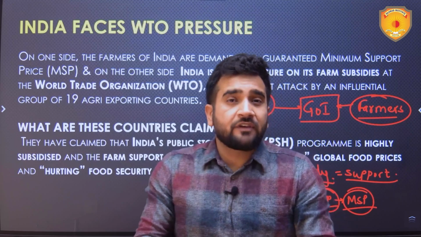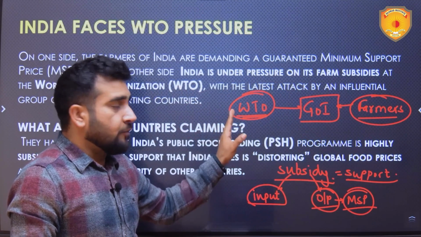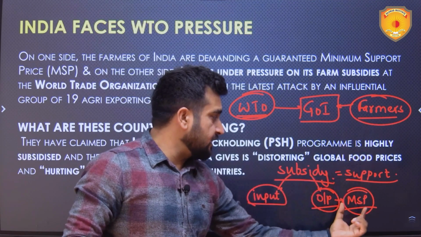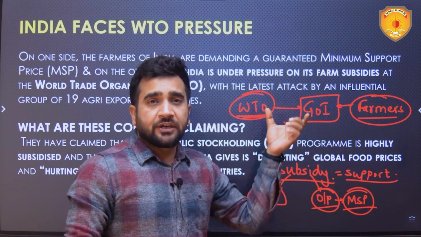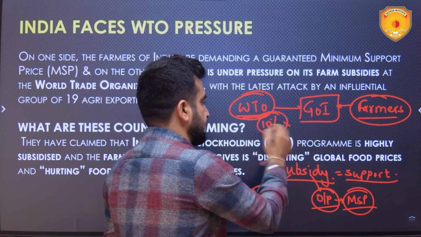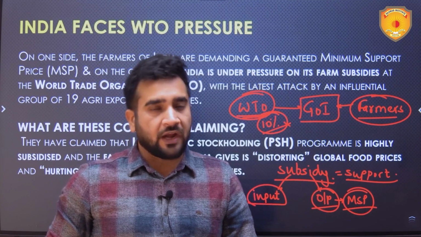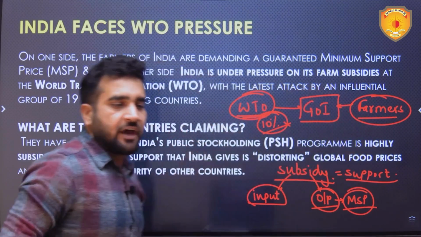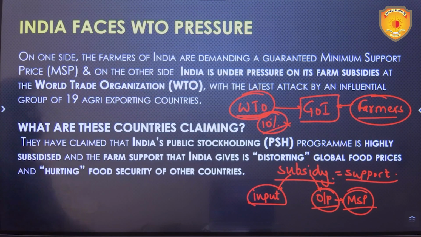On one side, the Government of India is facing pressure from the farmers, and on the other side from WTO. Farmers want MSP to be guaranteed. Guaranteeing MSP means this support, the output subsidy, will increase. It will surpass the limit which WTO has currently kept, which is around 10%. So we will come under litigation in WTO. That is what will happen if the government accommodates the demands of the farmers. So that is why India is under pressure on its farm subsidies at the World Trade Organization.